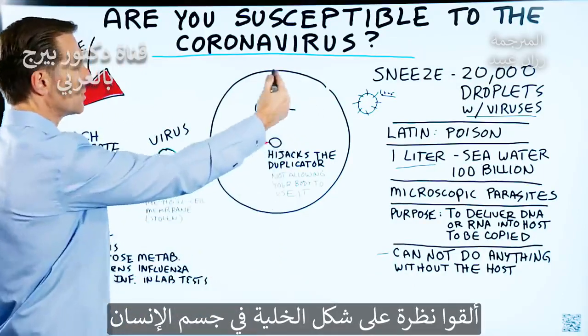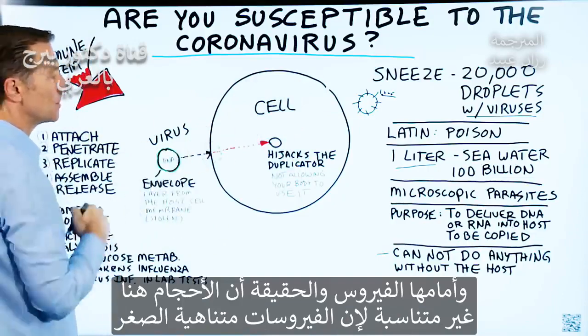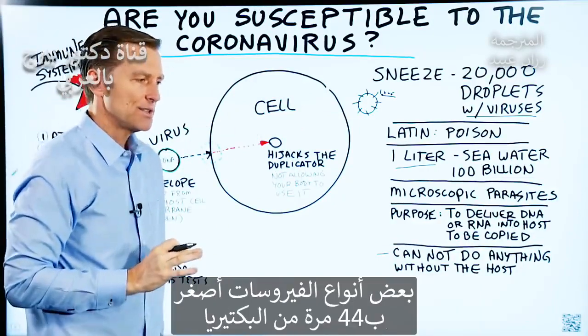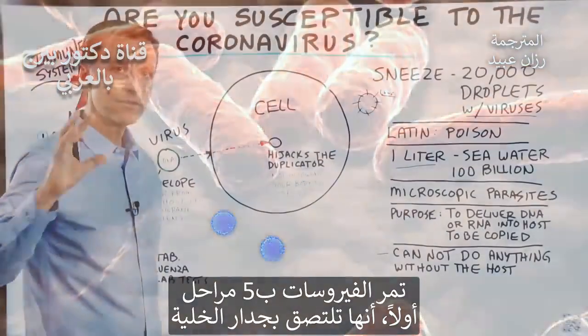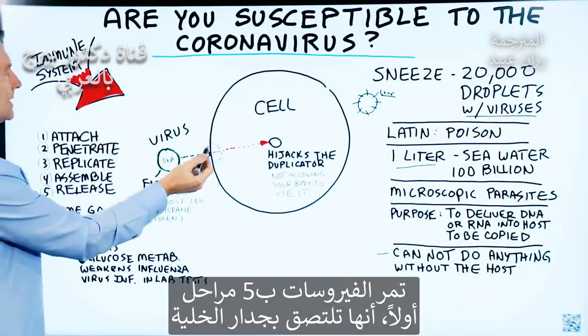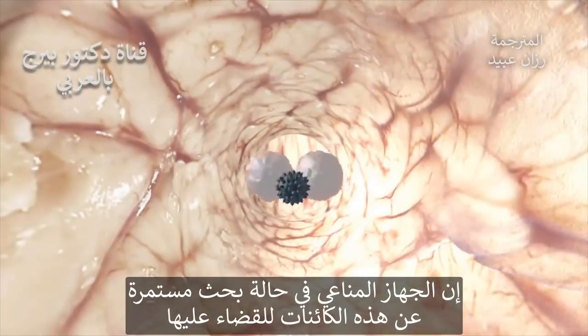So if we take a look at your cell right here, okay, and the virus, and this is definitely not in the right proportion because viruses are very, very, very tiny. Certain viruses are like 44 times smaller than bacteria. And they go through 5 stages. First one is they attach to your cell wall. Now realize that your immune system is looking for these guys and they're trying to kill it.